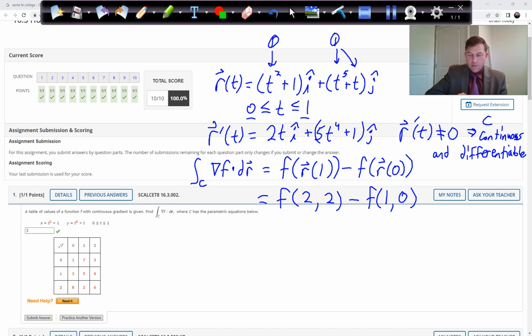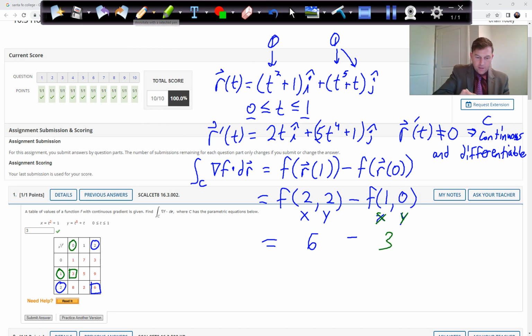Okay, but we don't know what f is. They never gave us the function. But we have a table of the values. So when x is 2 and y is 2, we would go to x is 2, y is 2 in this table, and the answer would be 6. So the whole thing is 6 minus, when x is 1 and y is 0, we get 3. So the line integral is just going to reduce to 3, which we have there. So first problem, not too bad.